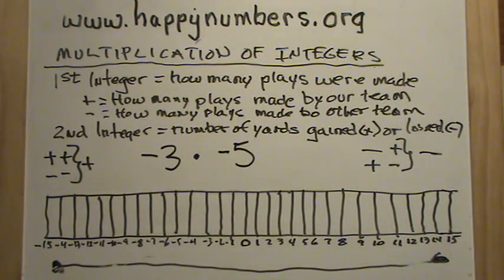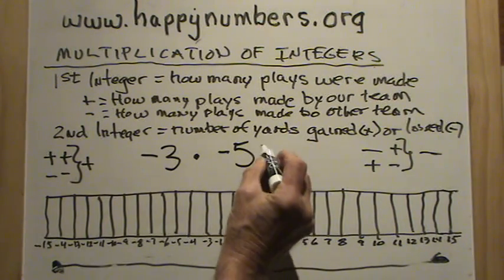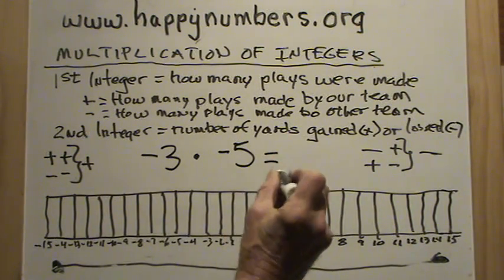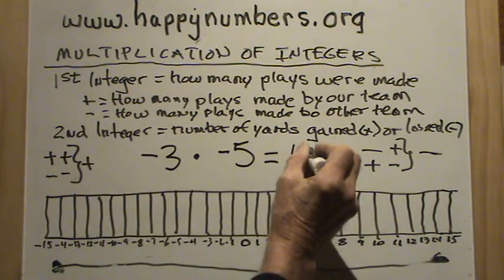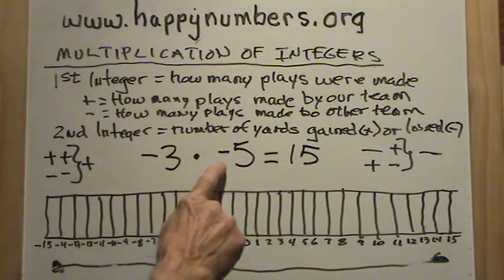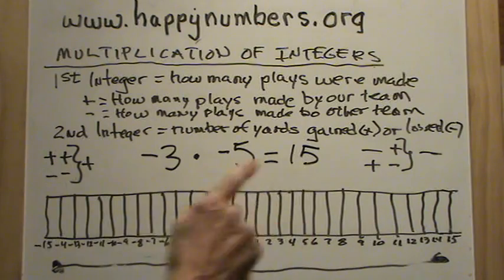The second play they lost another 5 yards, so they lost 10 yards. The third time they lost another 5 yards, they lost 15 yards. So we wound up gaining 15 yards because they lost 15. So, negative times a negative is a positive.